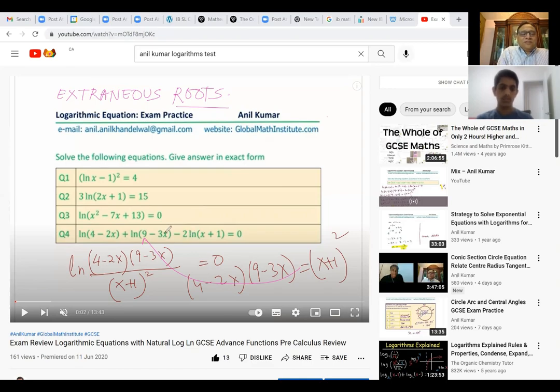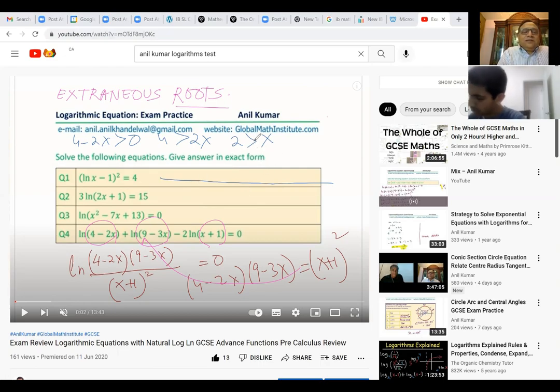What is the domain of this function? See, 4 minus 2x, 9 minus 3x, x plus 1. You have to first find the domain of the function, right? Only those values which are in the domain of the function will fit in. So that is another very important part of solving logarithmic equations. So find the domain. For example, 4 minus 2x should be greater than 0, right? That means 4 should be greater than 2x or 2 should be greater than x, so we have that x is less than 2.